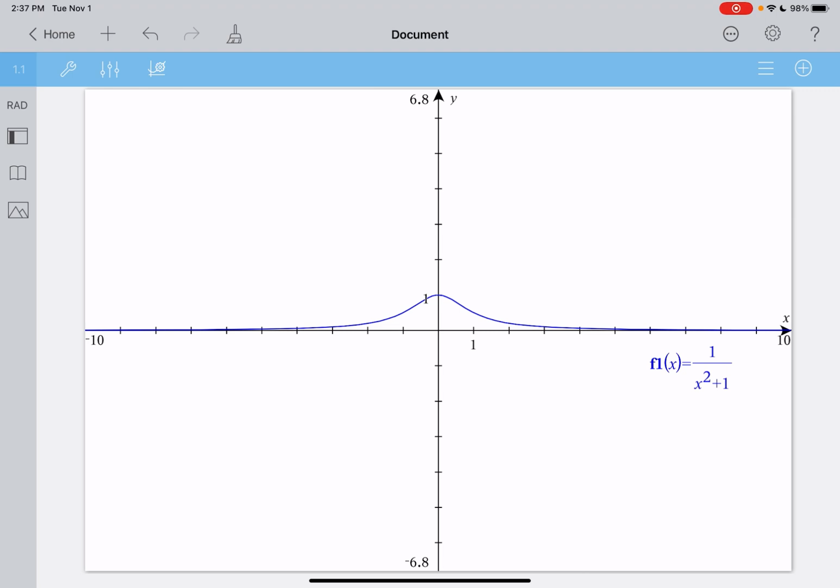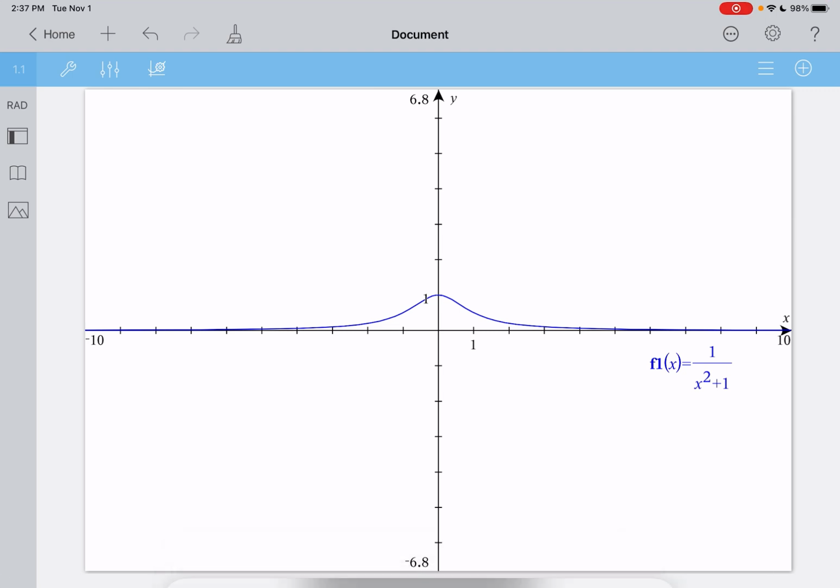What I want you to notice here, everybody, and this is kind of relevant to what we're going to talk about next, this is an even function. Whether you put in a positive x value or its opposite, like for example 3 or negative 3, it doesn't matter. You're going to get the same result out for y. And this graph has symmetry with respect to the y-axis. That's what even functions do.